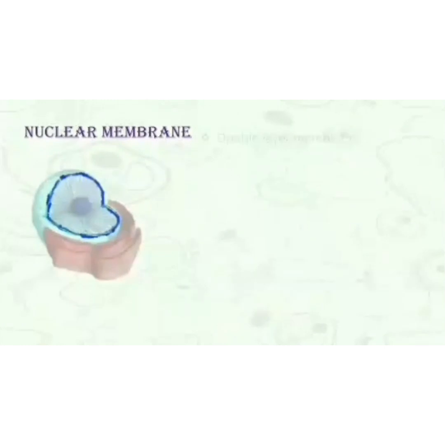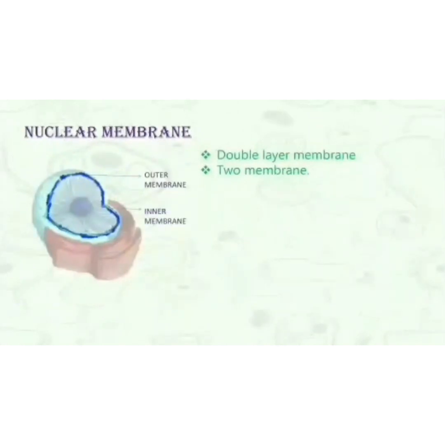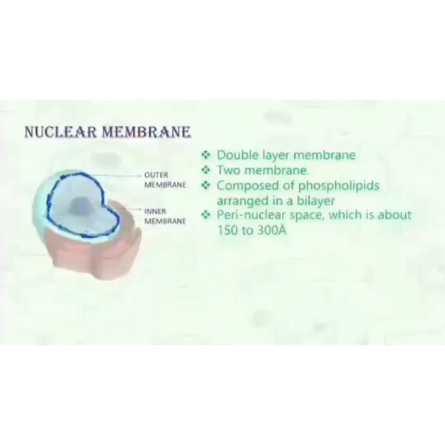Nuclear membrane. Every nucleus is surrounded by a double layer membrane called the nuclear membrane or nuclear envelope. This membrane separates the nucleoplasm from the cytoplasm. It is made up of two membranes, an outer membrane and an inner membrane. Each membrane is composed of phospholipids arranged in a bilayer. The inner and outer membrane are separated by a perinuclear space, which is about 150 to 300 Angstrom.